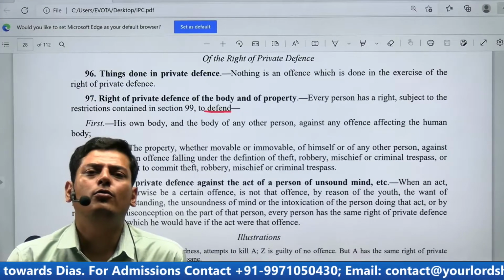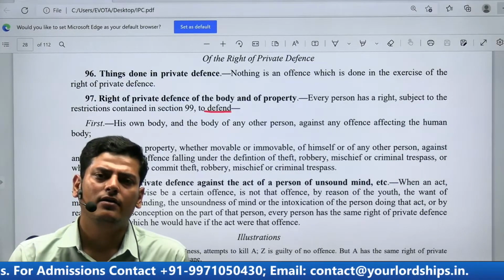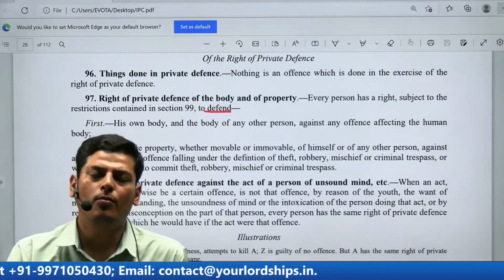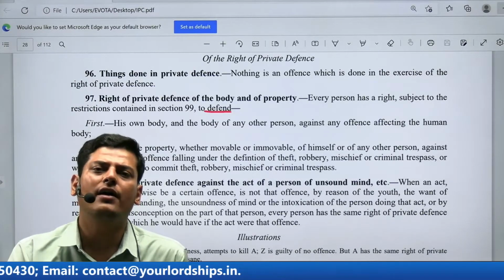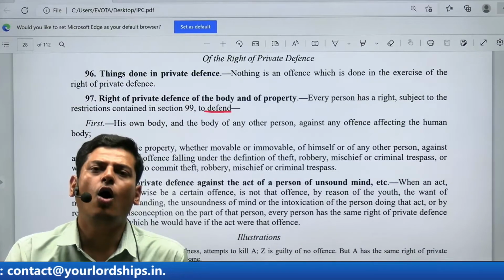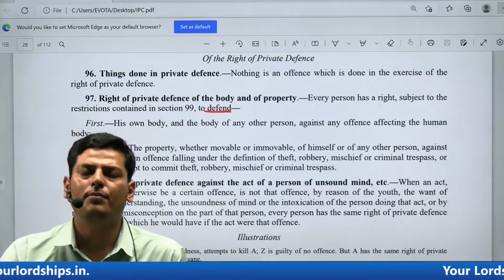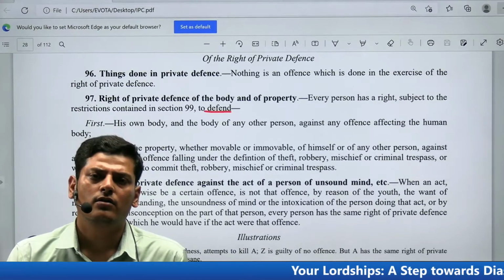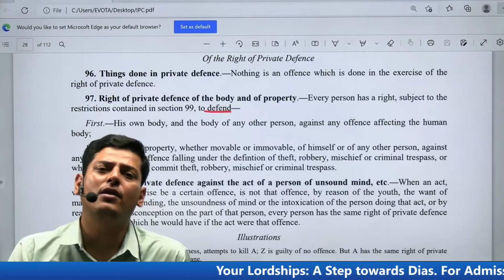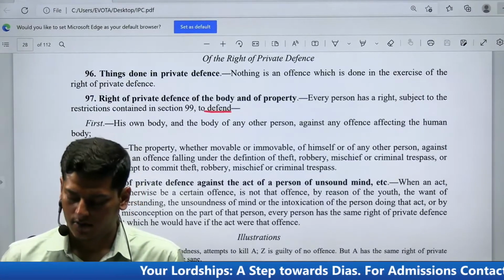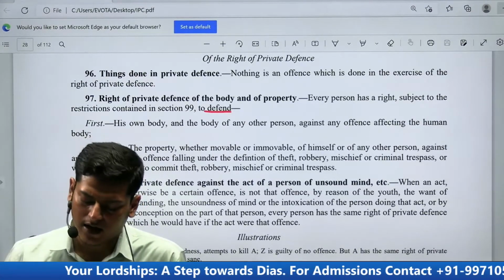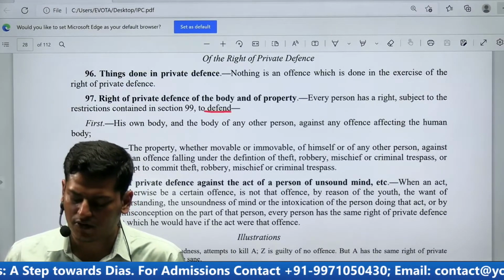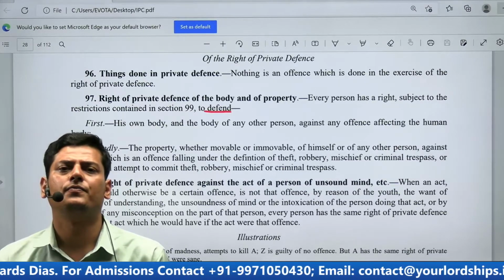So you have the right of private defense of the body and of the property. Body meaning thereby your own body. You can protect your own body against any offense, or you can protect any other person's body from any offense. Others' body के रिस्पेक्ट में फेमस लीडिंग केस कौन सा है? विश्वनाथ. ये इसको याद रखिएगा. राइट टू प्राइवेट डिफेंस में दो ही इंपॉर्टेंट केस हैं जो लीडिंग हैं, हालांकि केस तो बहुत हैं. विश्वनाथ वर्सेस स्टेट ऑफ यूपी.